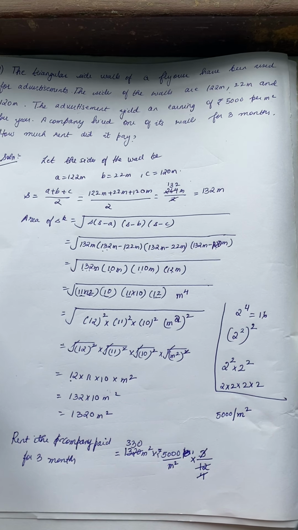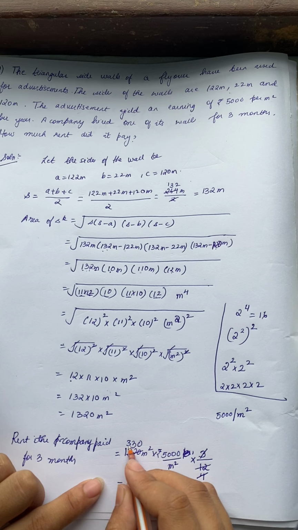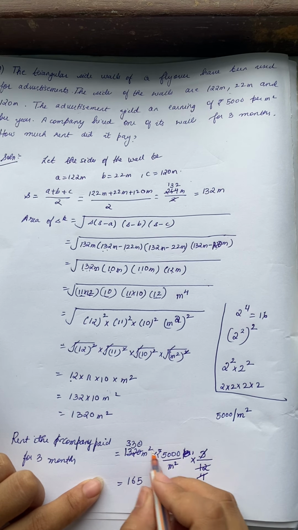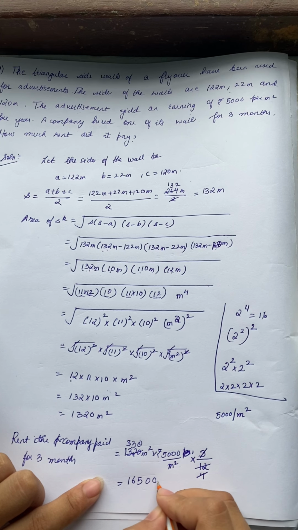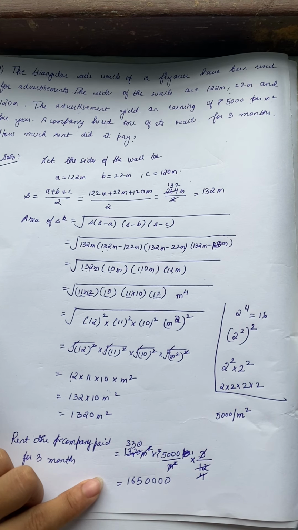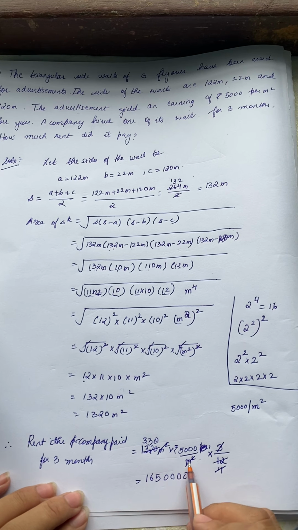So now let's make the calculation. 33, 5 5 3 15, 165. How many zeros? 0 0 0. So 0 0 0, 4 zeros. Now meter square and meter square will be cut out, right? Meter square, you can cancel them out.